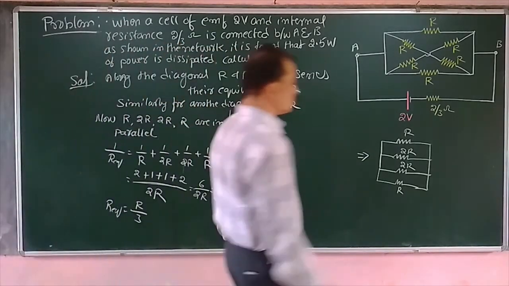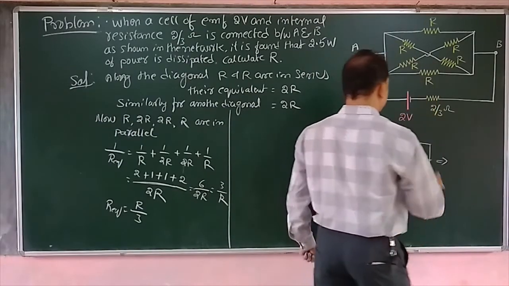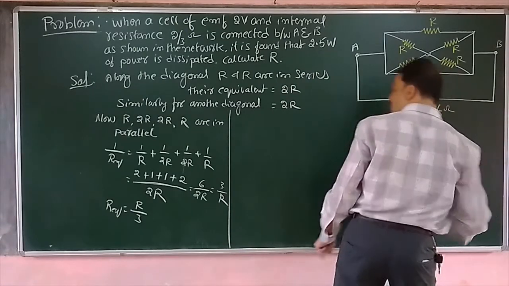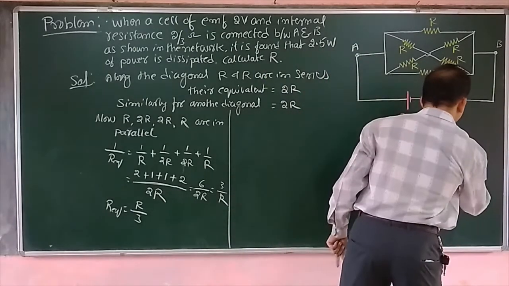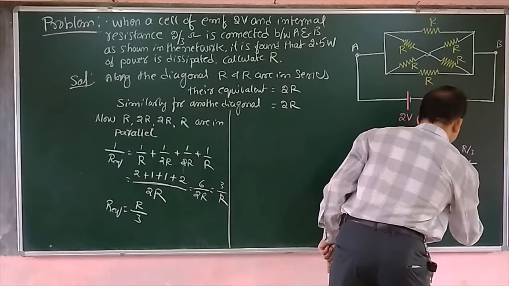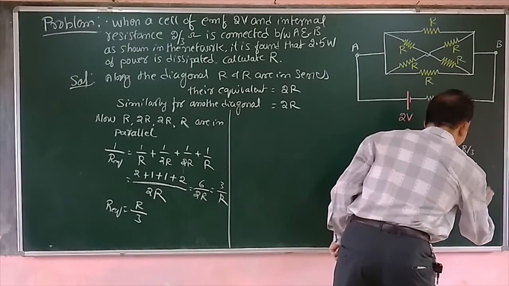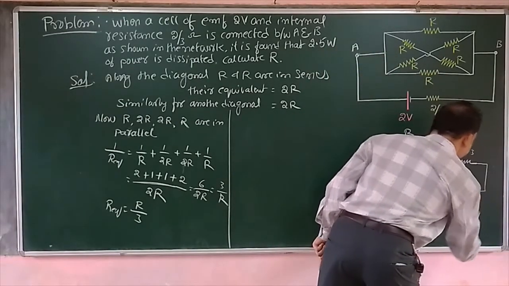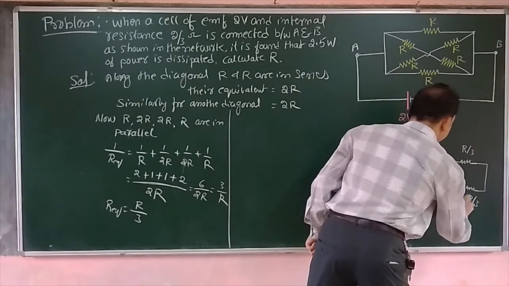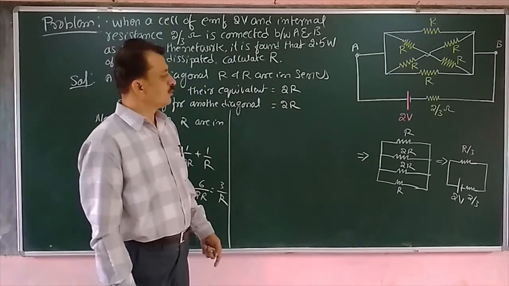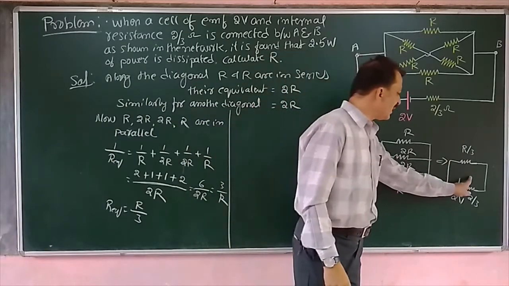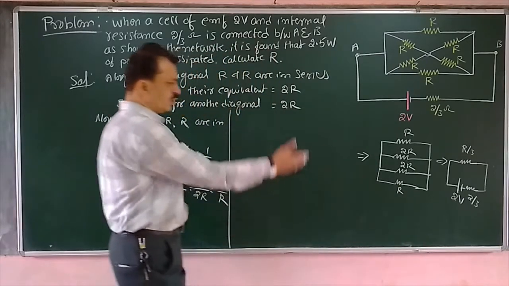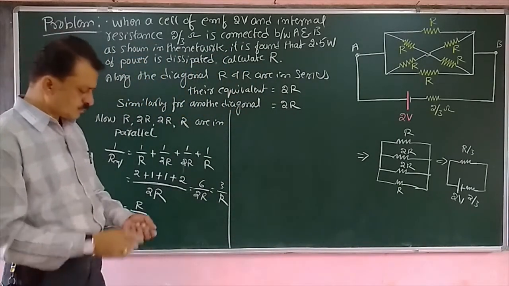Now the circuit reduces to this. Now I am replacing all the four resistors with a single equivalent resistor, whose resistance is R by 3. It is connected across a battery with an internal resistance that is given, 2 by 3. Now it is 2 volts, battery of EMF 2 volts. Now look here, the circuit reduced to this format. Here we are having only the external resistor and the internal resistor.